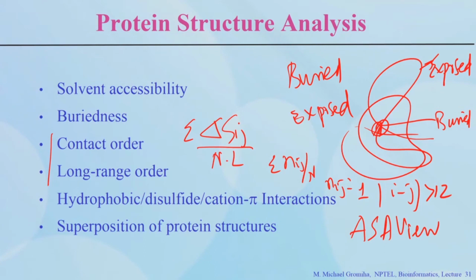Then we discussed the superposition of protein structures. What is superposition of protein structures? You align them and see how much difference there is between two structures. It is measured in terms of RMSD. If it is less, that means they are close. If it is more, then the structures are not similar. Then we discussed the program PDB param to calculate all these parameters.